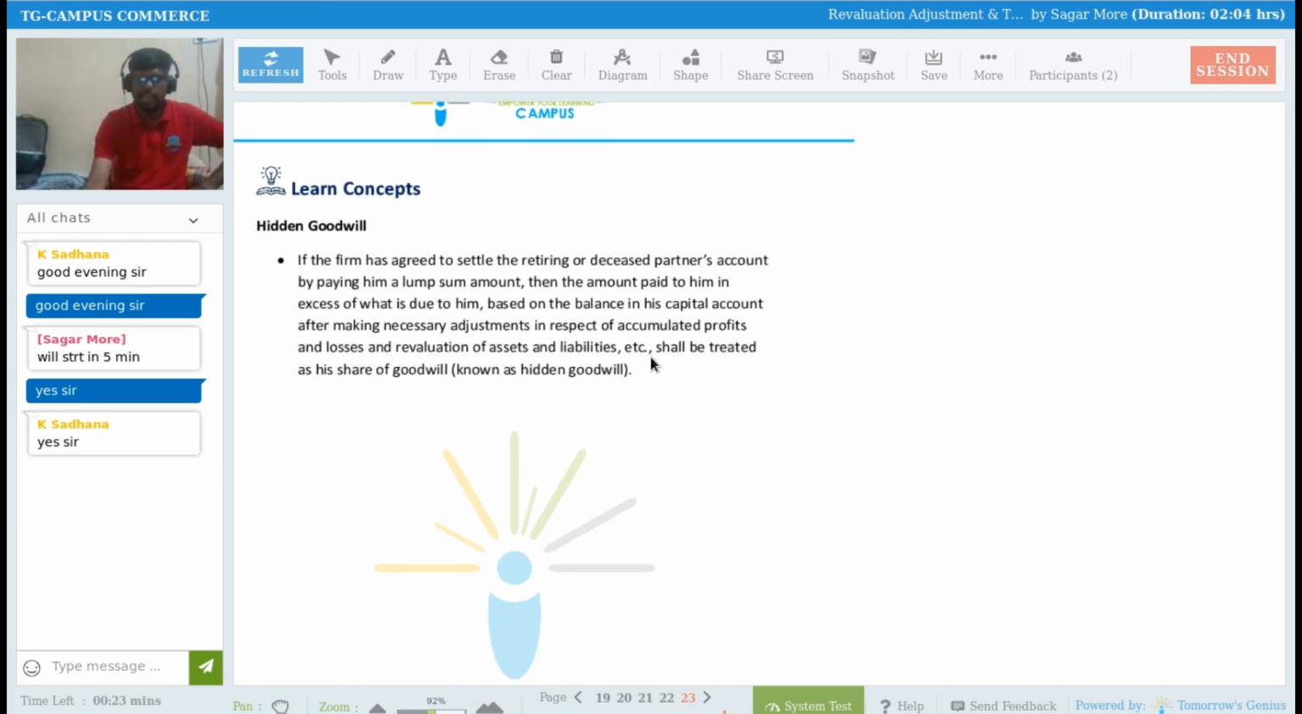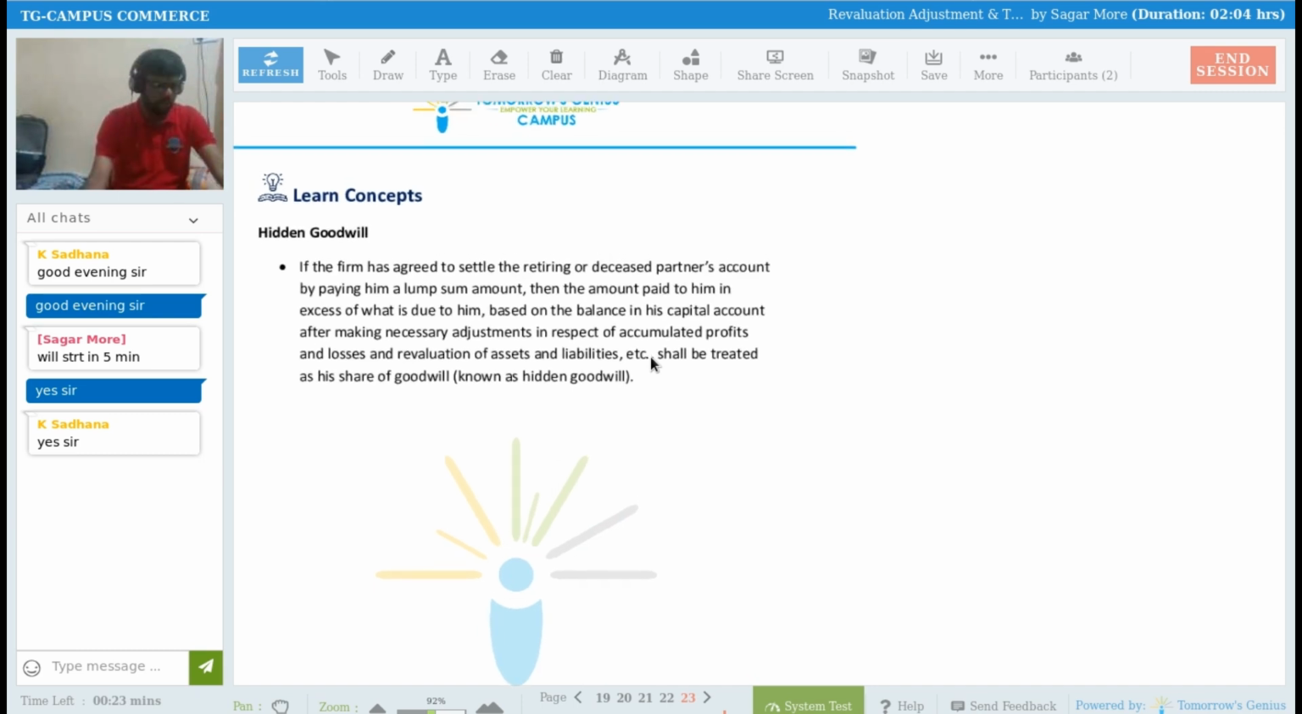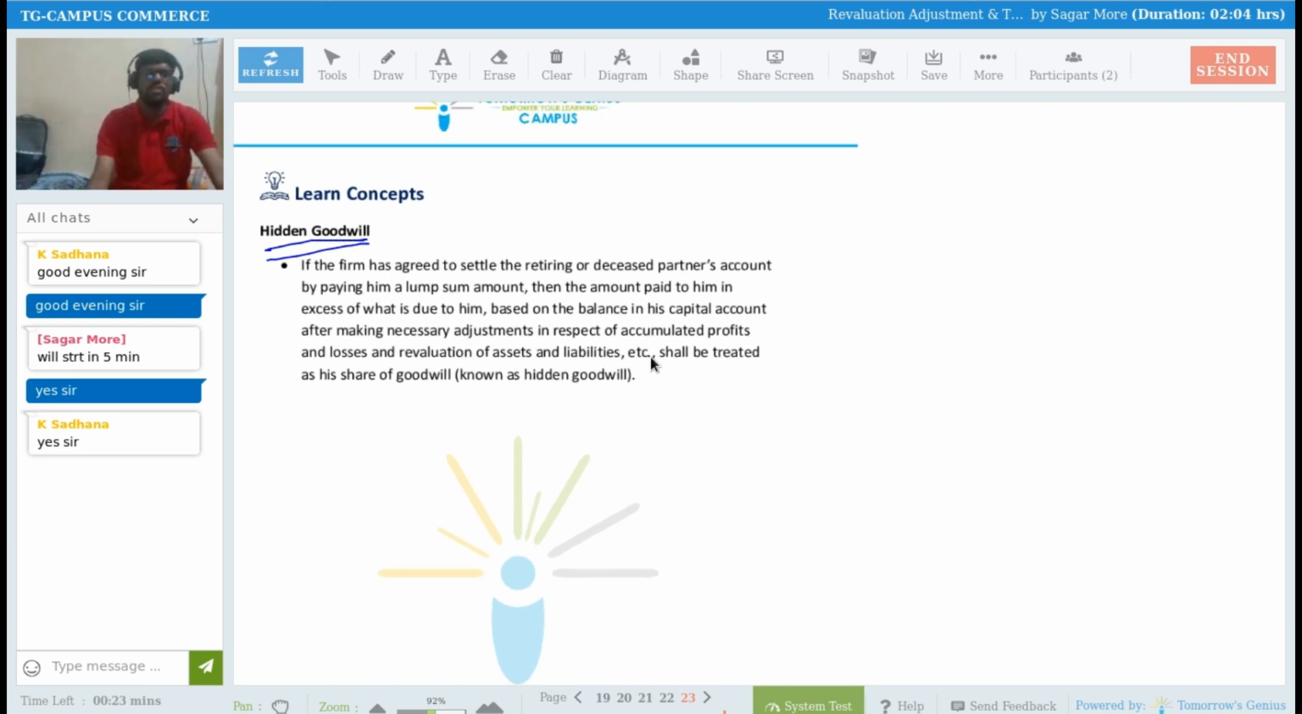Then, the next and last concept we have to see is hidden goodwill. What is hidden goodwill? Can you tell me what hidden goodwill is? Dhanushri and Sadhana, have you seen this concept before? Yes, seen it in admission of a partner, but forgot. Okay, no worries. So what is hidden goodwill actually?